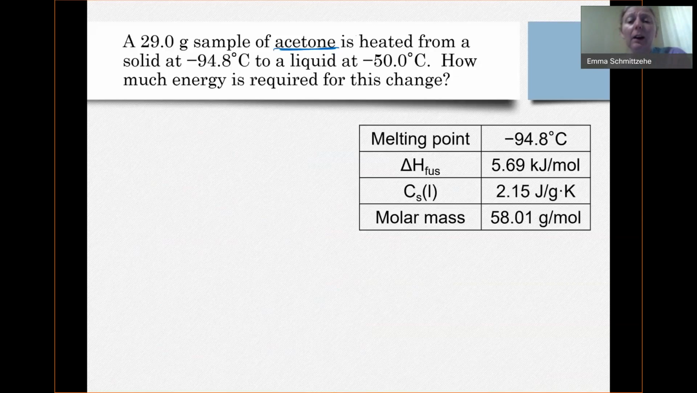So for that one, I actually gave you the melting point because I said it starts as a solid and we bring it to a liquid. So it's important you know at what temperature you have to stop your temperature calculation and do a phase transition calculation. Okay, and that's what the melting point is telling you. For water, it's 0 degrees C for melting and 100 degrees C for boiling. But for other substances, that's not what it is.